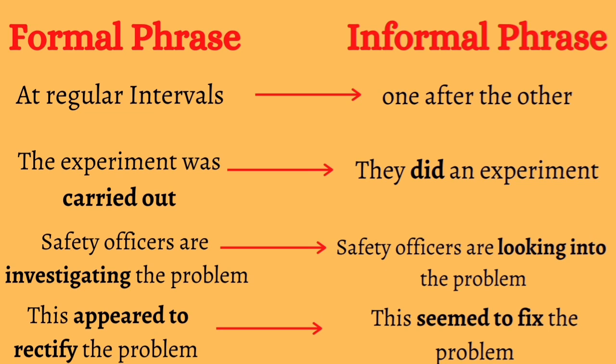Next, this appeared to rectify the problem. That would be the formal phrase. This appeared to rectify the problem. Informal phrase would be this seems to fix the problem. So rectify the problem would be a formal phrase, but fix the problem would be an informal phrase. Do you guys understand so far? Let me know in the comment section below if you guys understand.